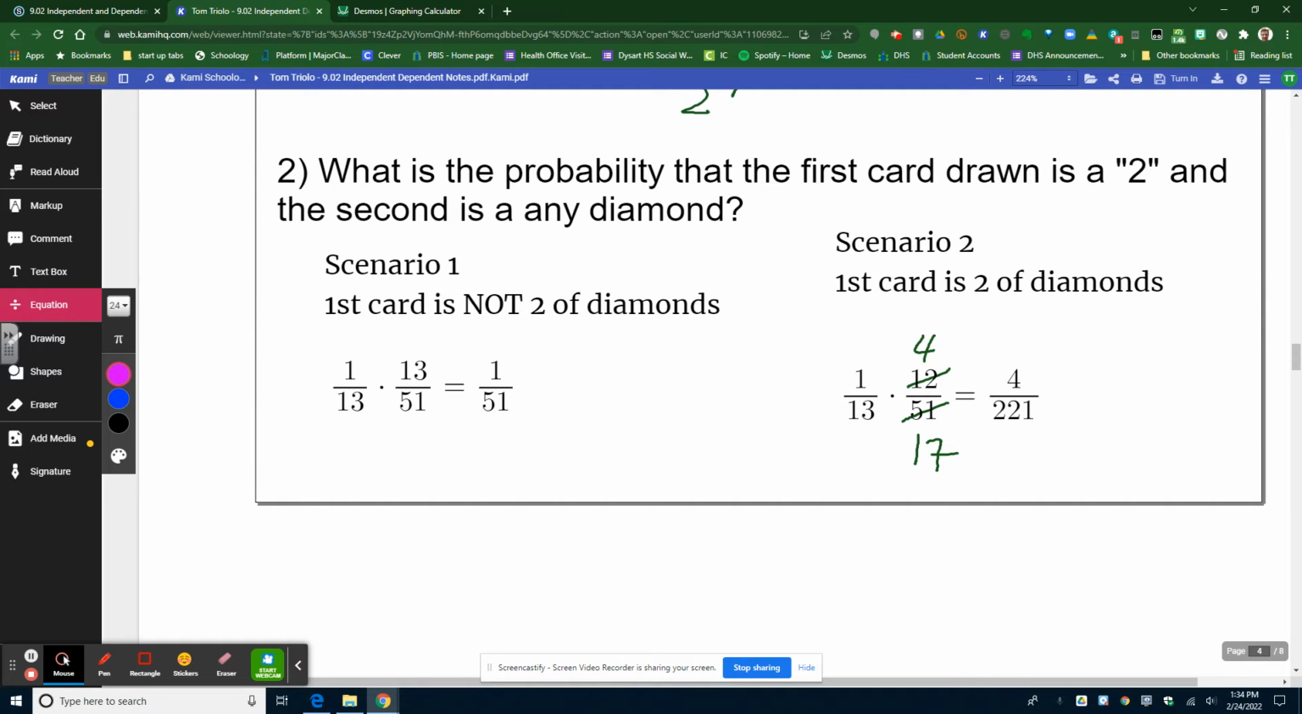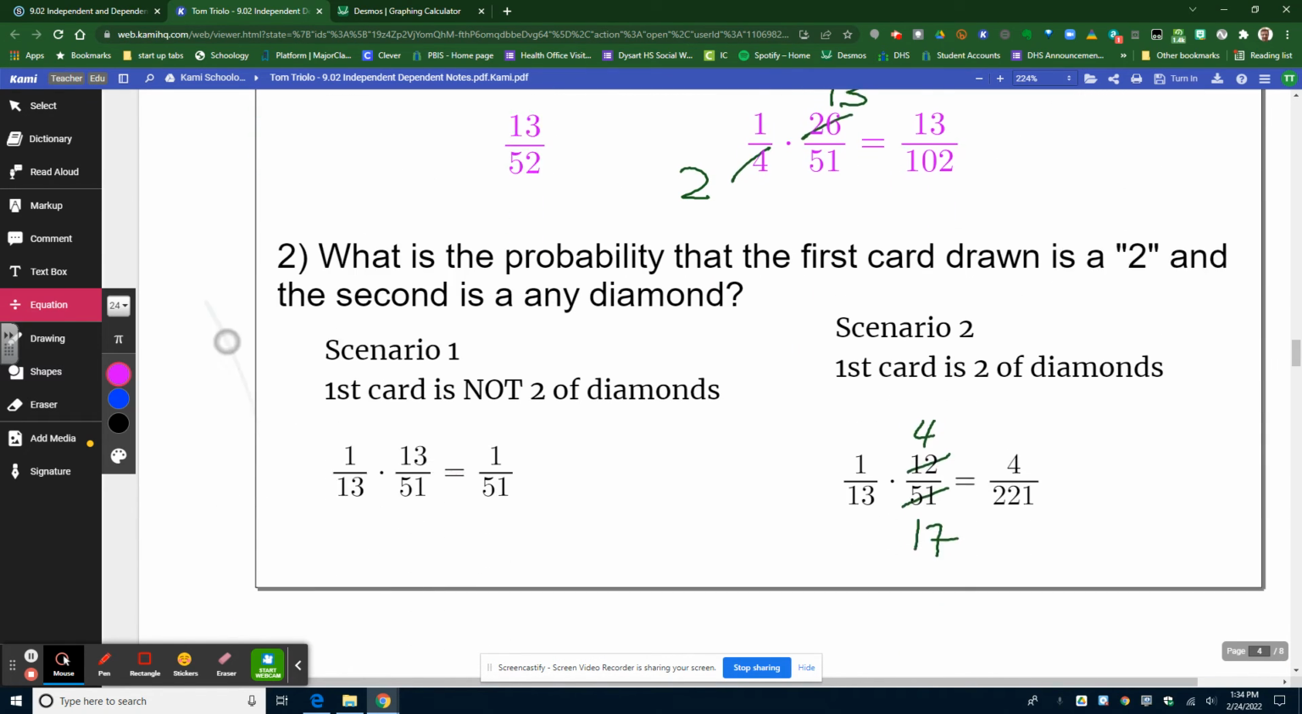So I'm going back to putting all the cards back in the deck. But in this one, if the first card that I pulled was the 2 of diamonds, I still only have 51 cards left. And of those 51, I have 1 less diamond. I have 12 diamonds left. Okay. So when I have 2 different scenarios, it's like a do-over. I'm going back to pulling my first card. Think about it a little bit.